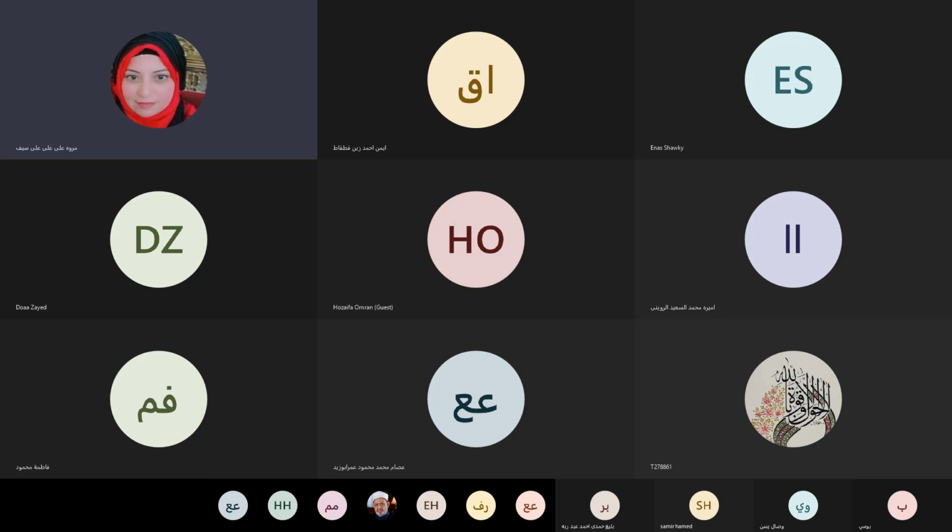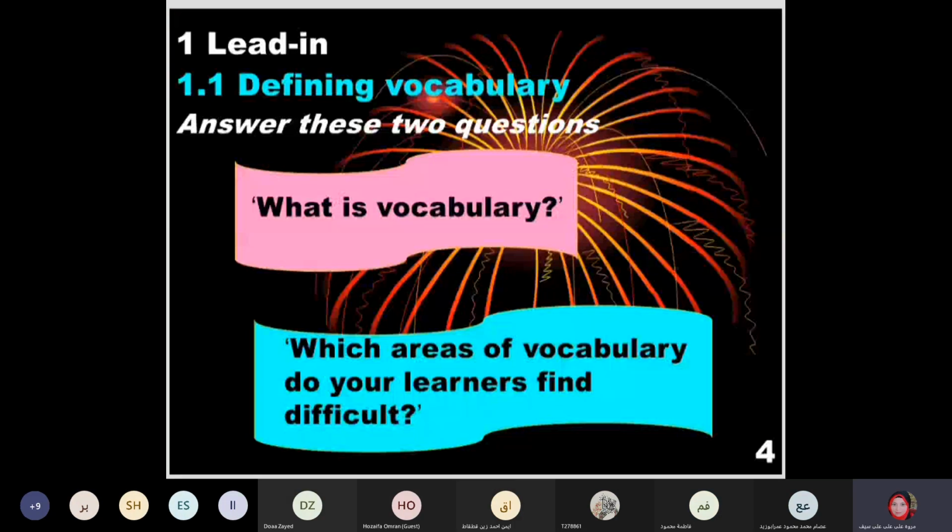Just give me a second. So think of the question, what are the areas of the language, or I mean vocab in particular, that your learners find difficult? What areas of vocab do your learners find difficult? Think a little bit of an answer to this question. Which areas of vocab do your learners find difficult? Which areas of vocab in general, and which areas do your learners find difficult when they are trying to understand vocab or study them or even use them?